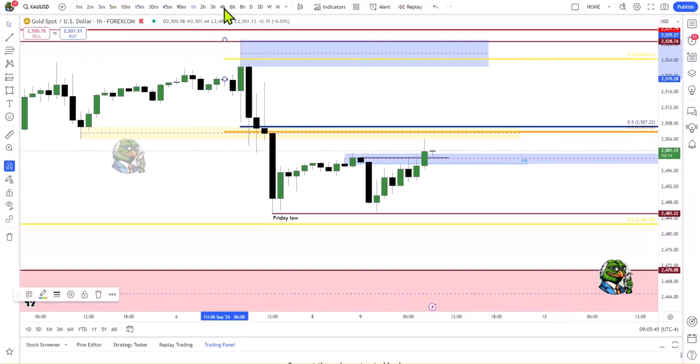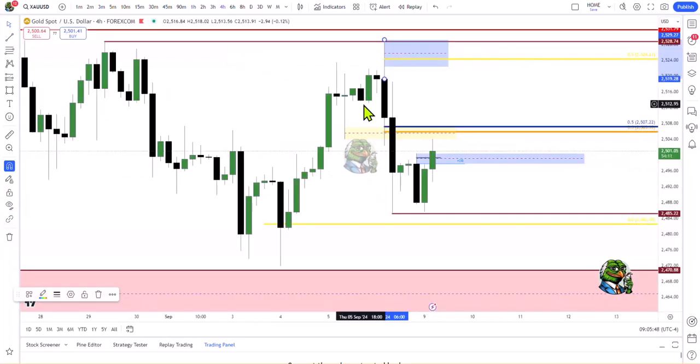Okay, so that midpoint, let's just see where that's coming from. There you go. So that is a wick on a, I'm going to actually take this off.